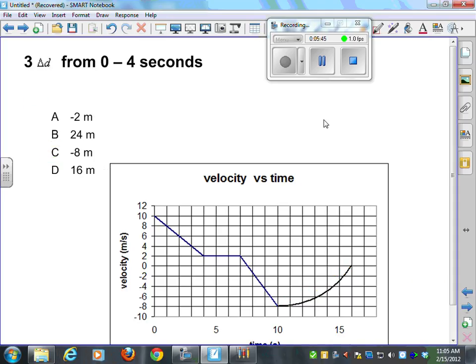Okay, number 3, delta d from 0 to 4. So from 0 to 4, I had a couple people ask me, do I just do the triangle? And the answer to that is no. You've got to go all the way from the graph right down to the axis. So it's the triangle plus the rectangle. And the correct answer was? 24. Was it 24? 24.